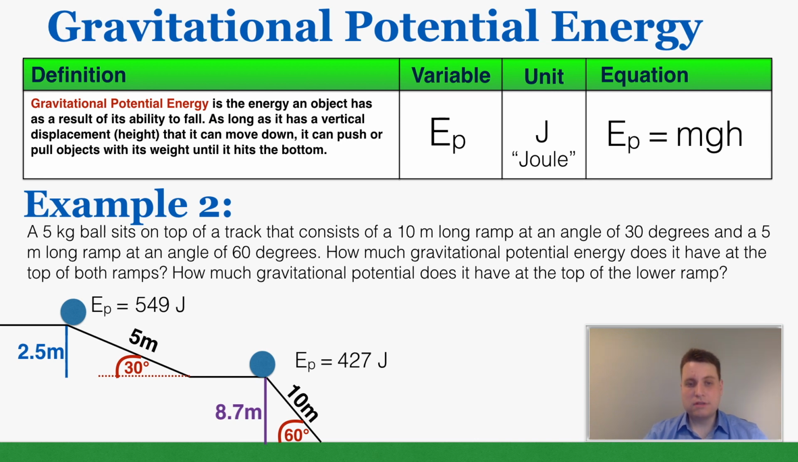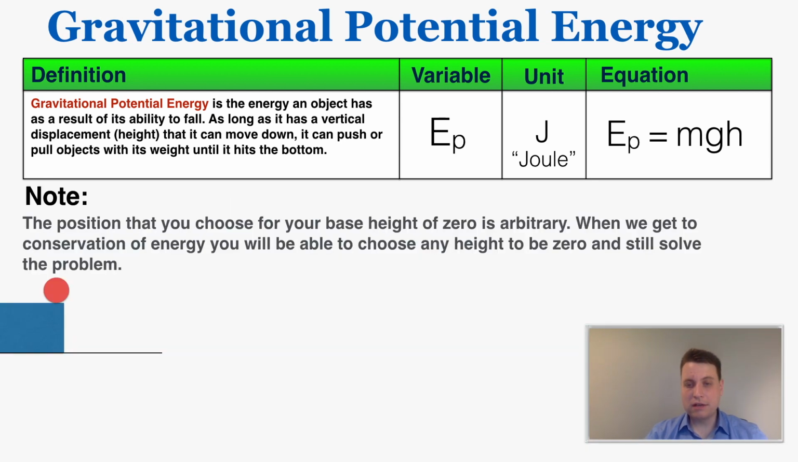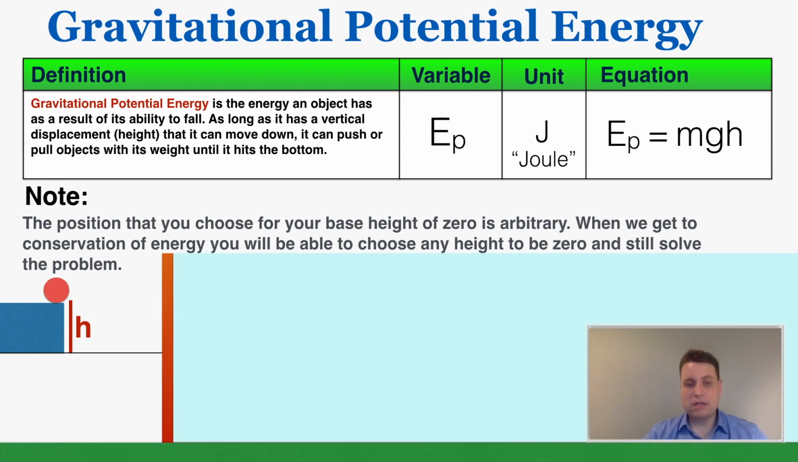One thing you may have noticed is that the position you choose for your base height of 0 is completely arbitrary. When we get to conservation of energy, you will be able to choose any height to be 0 and still solve the problem. For example, you may be watching this video and looking over at something on a desk, and that thing may have a certain amount of potential energy because it has a certain amount of height relative to the floor. But that height isn't necessarily the farthest it can fall, because you may be on the second floor of a building. So it could potentially fall all the way to the ground outside if we consider that to be the total distance it can fall.